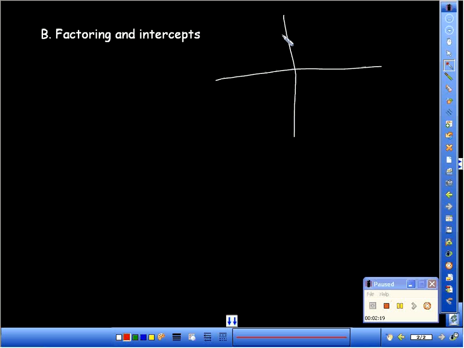Quadratic equations look like this. They're parabolas. They're U-shaped graphs. Okay. The y-intercept of the graph is here, where the graph crosses the y-axis. And there's normally 2 x-intercepts. Those are where the graph crosses the x-axis.